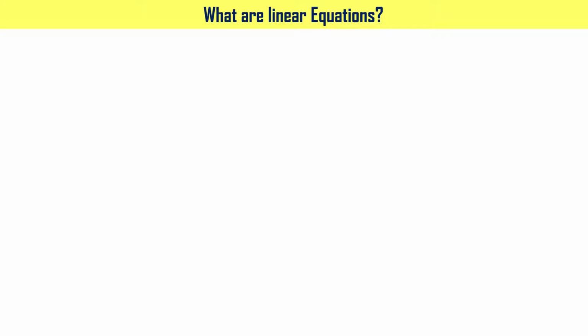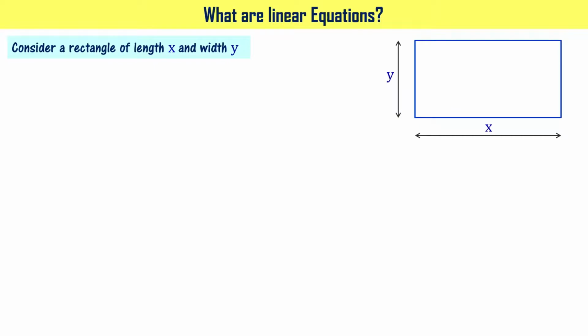Till now we have learnt about algebraic expressions and algebraic equations, right? Now let's learn about linear equations. Consider a rectangle of length x and width y as shown in the figure. Perimeter of rectangle is, let's say that it is equal to 60 meters. What is the formula for perimeter of rectangle? X plus y plus x plus y, right? This length, this length, this length, and this length.